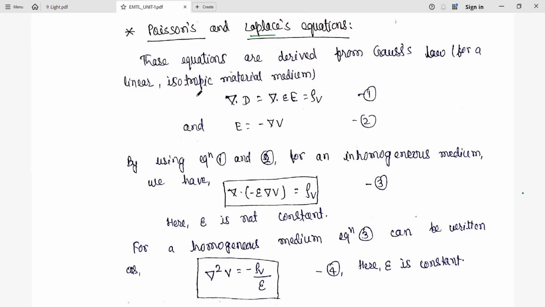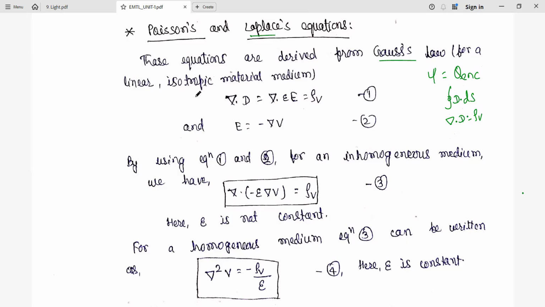These equations we are going to obtain from the Gauss law. Gauss law you can already recall, otherwise you can see the other lecture available separately for the Gauss law and its applications. Gauss law says that total flux is equal to the charge enclosed. How are we going to write that total flux? Integral of D dot dS over the closed surface. Finally, from this Gauss law we have obtained del dot D equal to rho v. This is also a Maxwell equation.